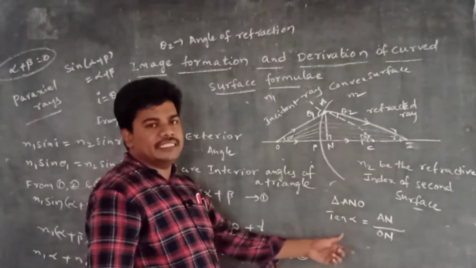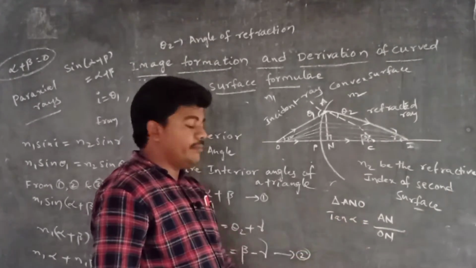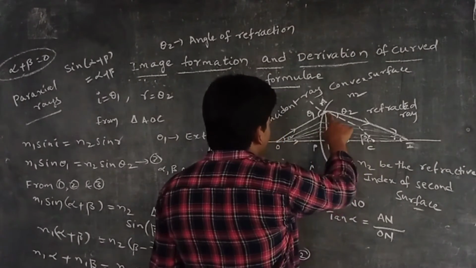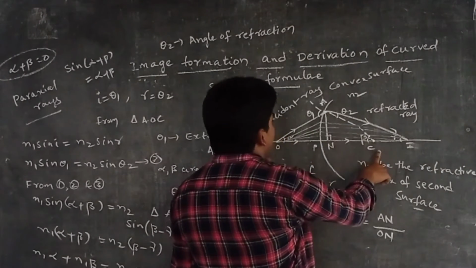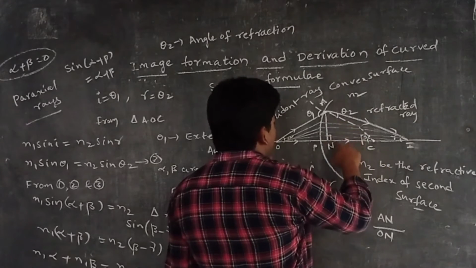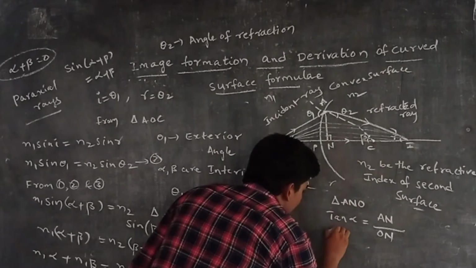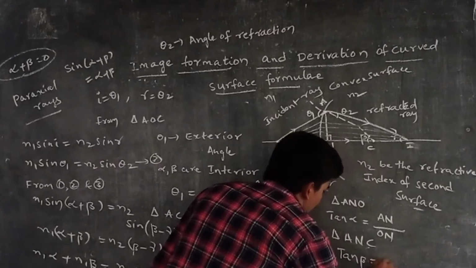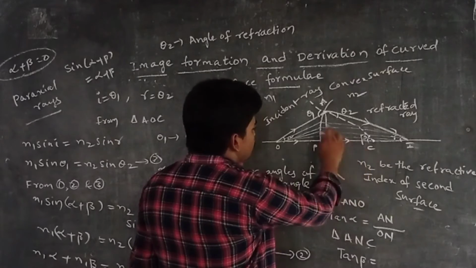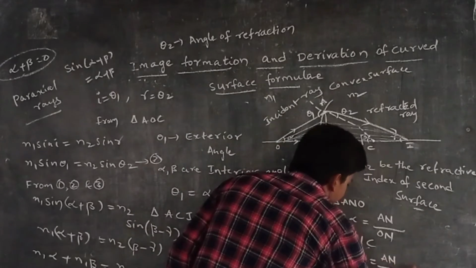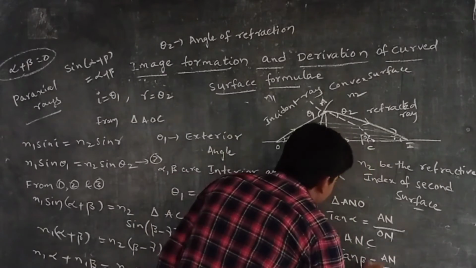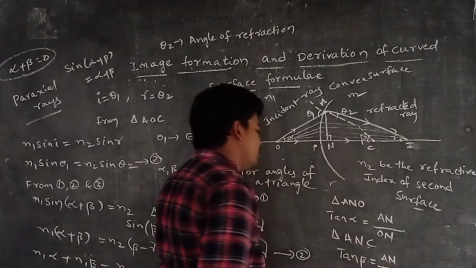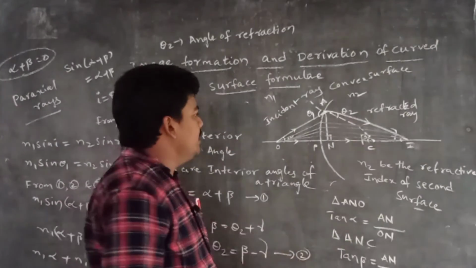Opposite side by adjacent side, right? Tan alpha is equal to AM by OM. And from triangle ANC, tan beta. What is the value for tan beta here? Opposite side AM by adjacent side. What is the adjacent side here? CM or MC, whatever it may be. Tan beta is taken as AM by NC.